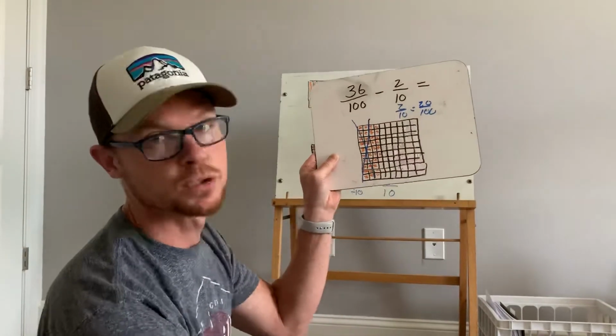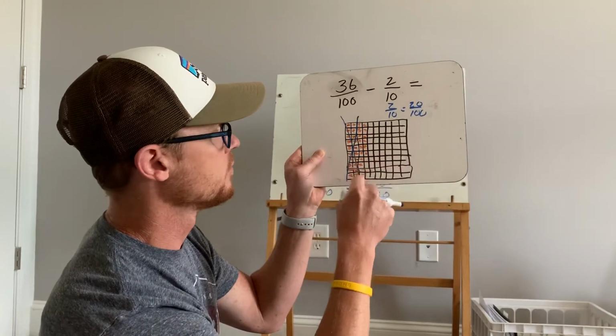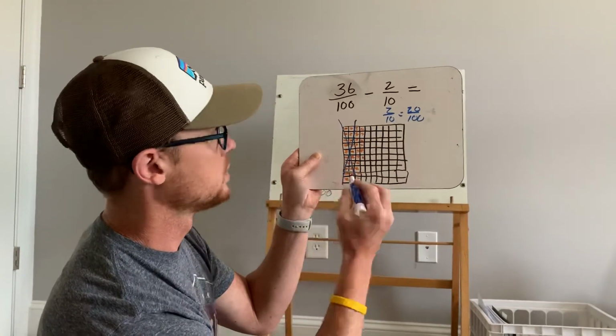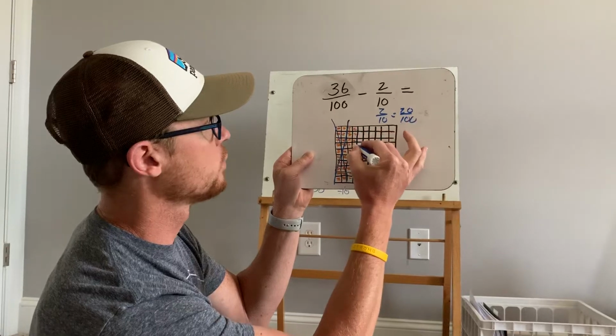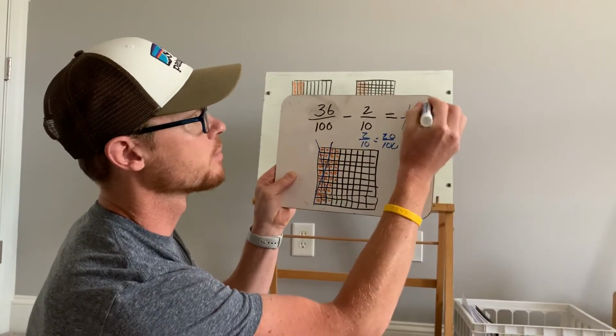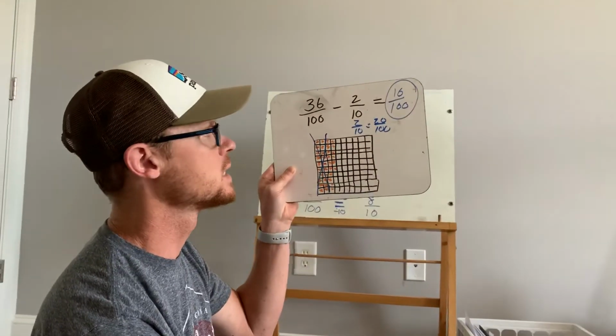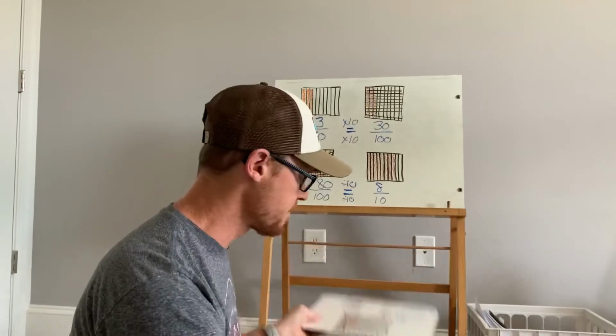20 hundredths, if I'm just using my picture. And what's left over is, let me see, 10, 11, 12, 13, 14, 15, 16 hundredths. So that is my answer. 36 hundredths minus 2 tenths is 16 hundredths. Why don't you guys give it a shot?